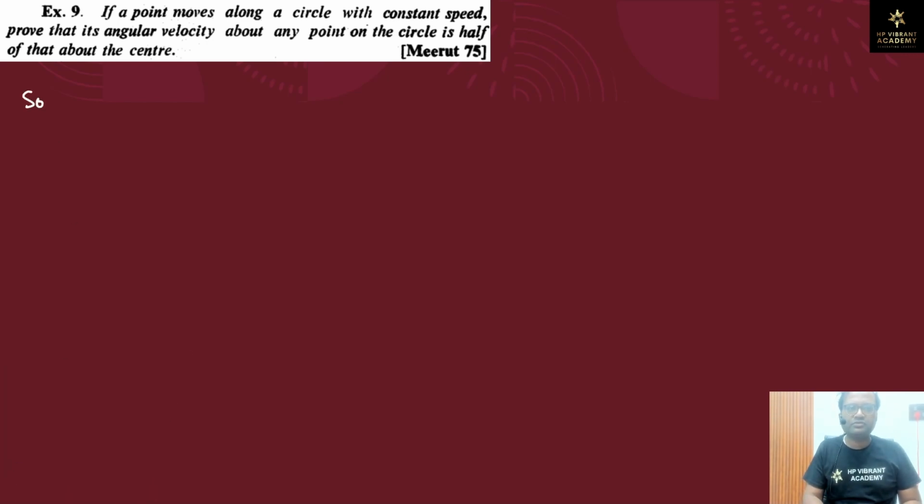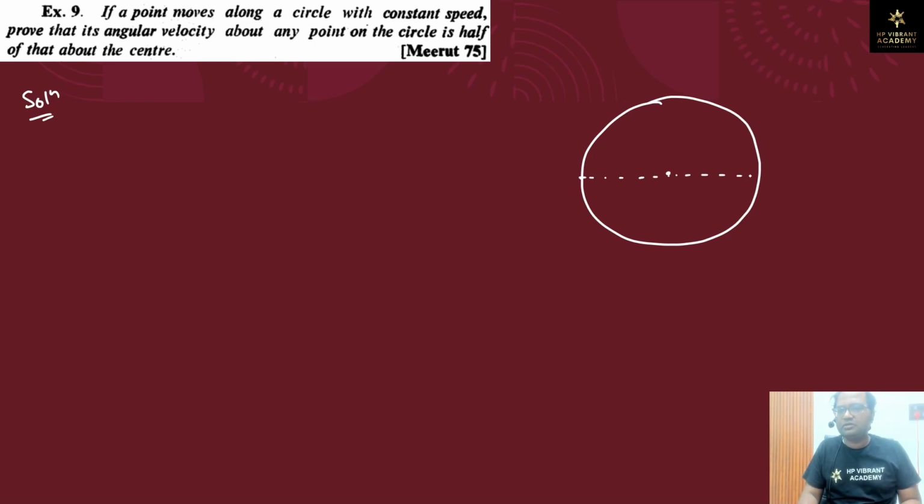So what is given in the question is that if a point moves along a circle with a constant speed, so let us draw a circle. Prove that its angular velocity about any point of the circle is half of that about the center. So let us take any point O on the circle.